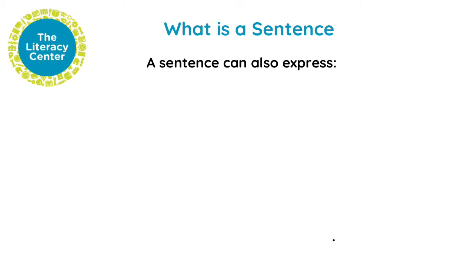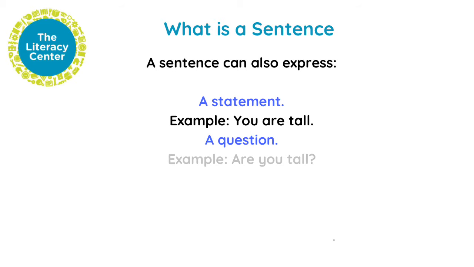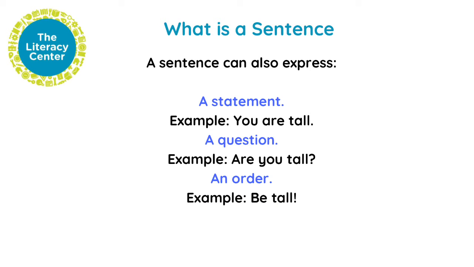A sentence can also express a statement. For example, you are tall. We are giving a statement here. A question, are you tall? We are asking a question in this sentence. An order, be tall. Or a sentence could be a wish. For example, I wish I were taller. So a sentence can express different things here. A statement, it can express a question, it can be in the form of an order, or it can be a form of wish.